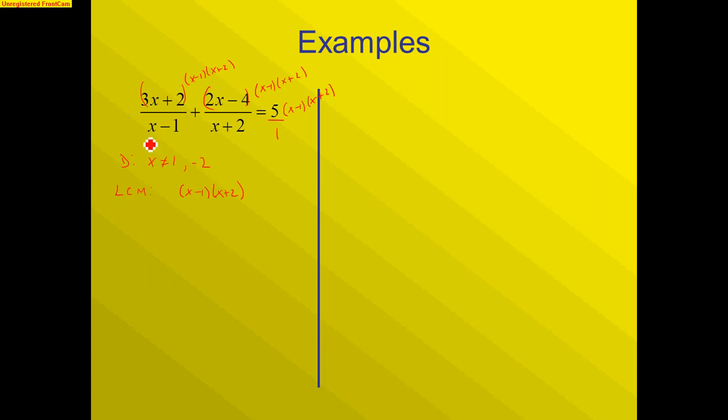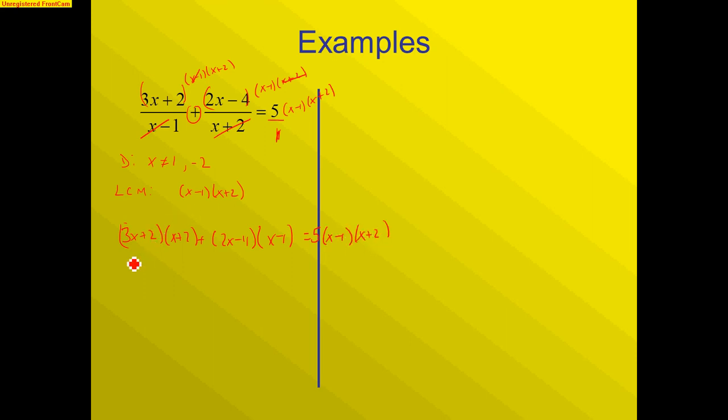I'm going to get out my Terminator pen. Bam, bam, bam, bam, oh, there's nothing to cancel here. That's okay, my denominator is just 1, so I'm not worried. Remember, my goal was to get rid of all denominators. So what do I have left? 3x plus 2 times x plus 2 plus 2x minus 4 times x minus 1 is equal to 5 times x minus 1 times x plus 2.